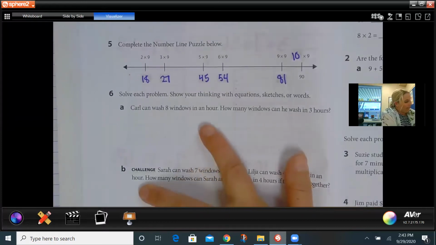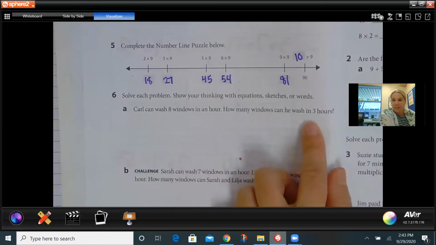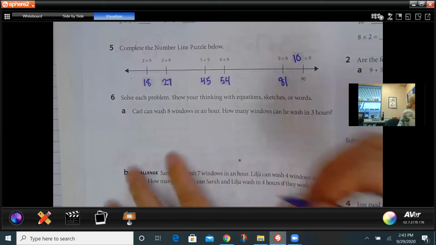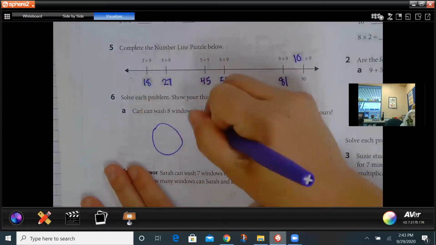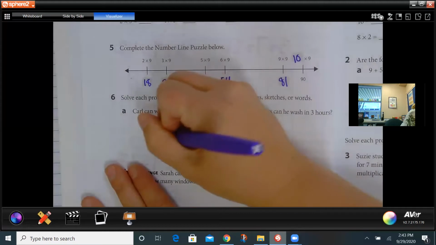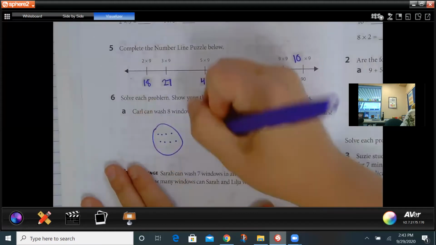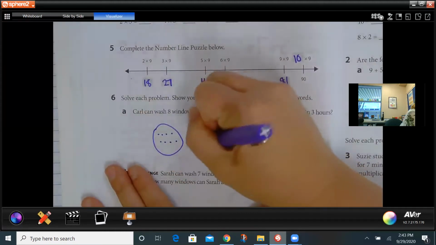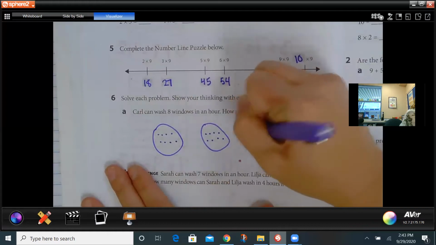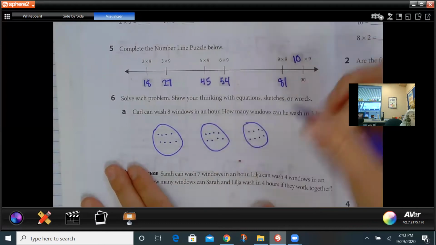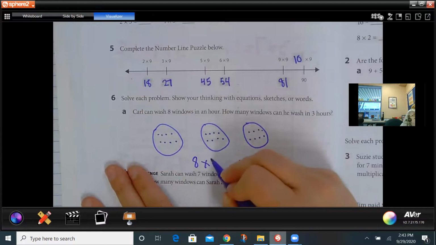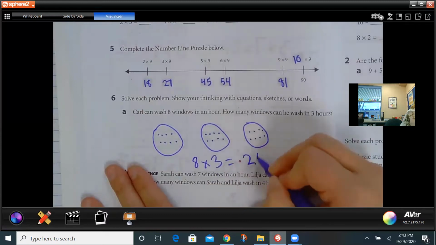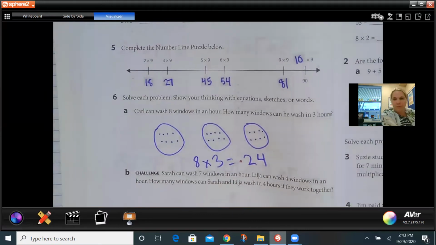Carl can wash 8 windows in an hour. How many can he wash in 3 hours? Okay, so I'm going to say these. I'm making these circles like hours. He can wash 1, 2, 3, 4, 5, 6, 7, 8, 9, 10, 11, 12, 13, 14, 15, 16, 17, 18, 19, 20, 21, 22, 23, 24. Perfecto. 8 times 3 equals 24.